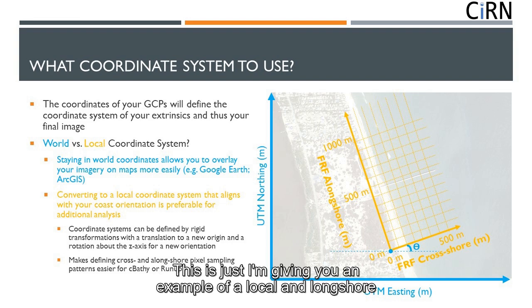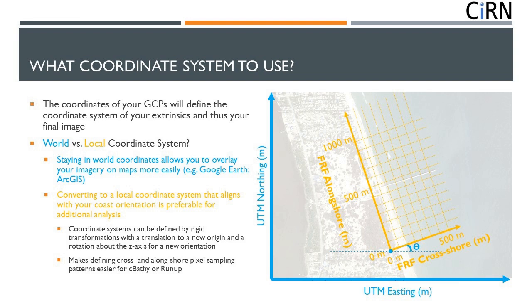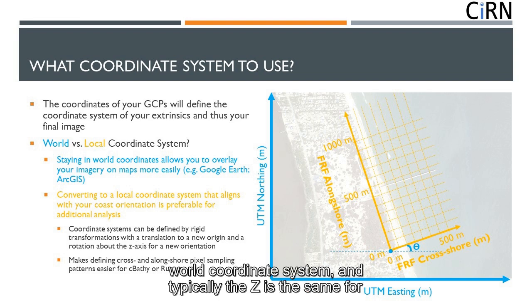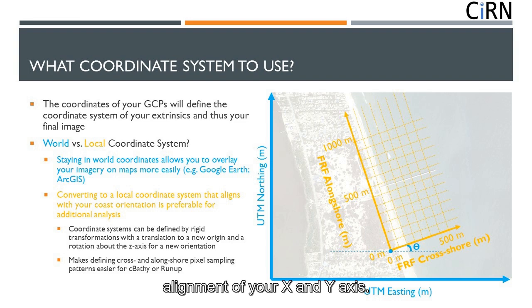This is just an example of a local longshore and cross-shore coordinate system we define here at the FRF. It's defined as a rigid transformation from a known world coordinate system. Typically the Z is the same for your two coordinate systems, and it's just a translation and rotation about the Z axis to change the alignment of your X and Y axes.